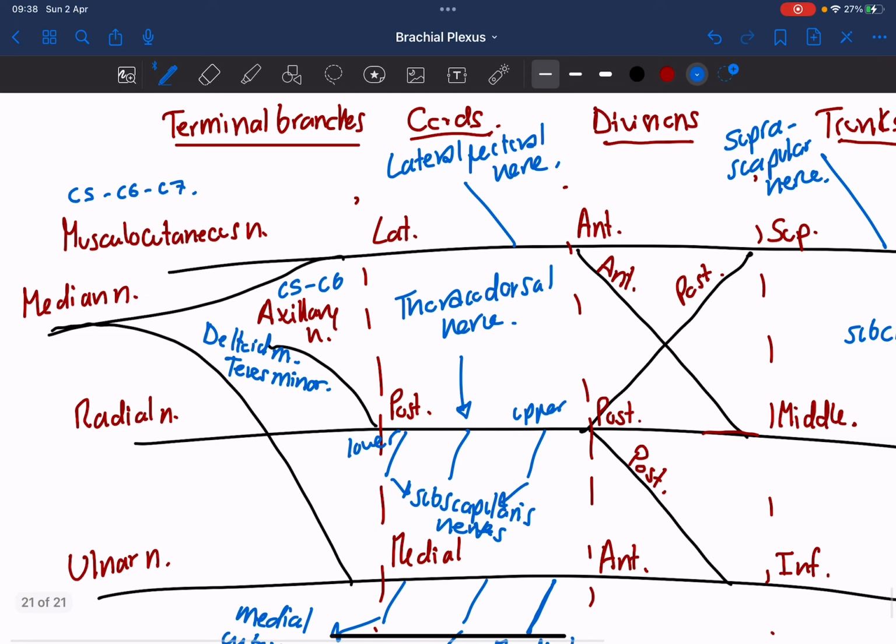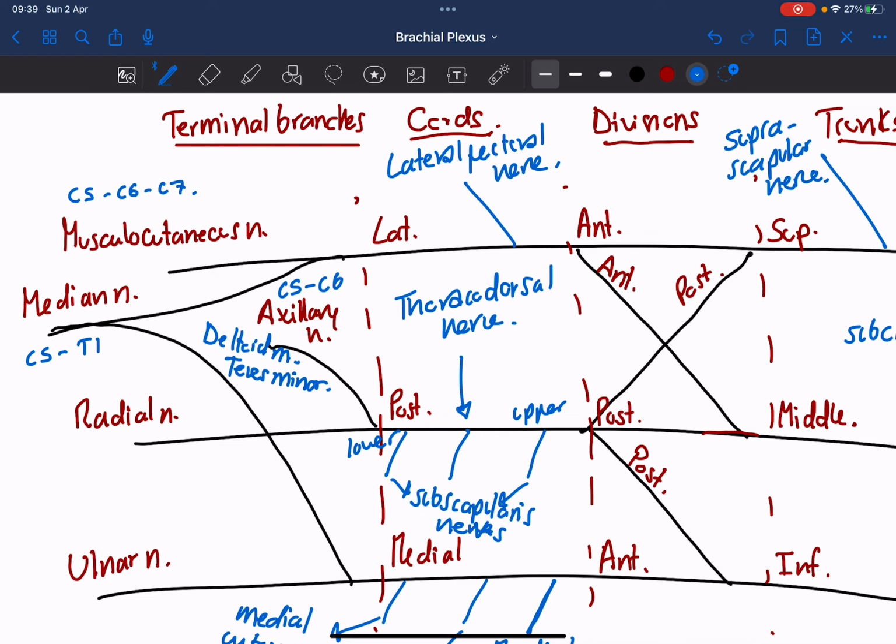Then there's the median nerve. So both median nerve and radial nerve arise from C5 to T1. So C5, C6, C7, C8, and T1 are the nerve roots which make up the median nerve and the radial nerve. Now, the median nerve is important to supply the flexor compartment of the forearm. Okay, so all the muscles that allow you to flex your wrist and your fingers. But it's also important to supply certain muscles of the hand.